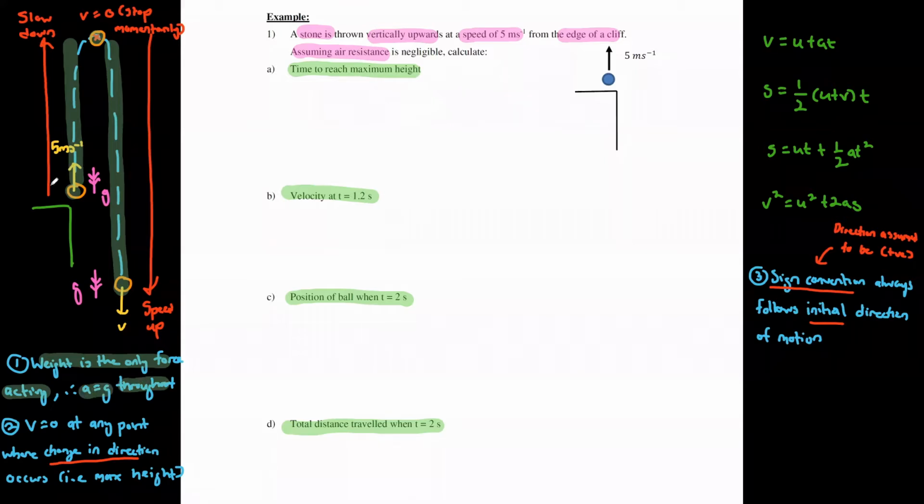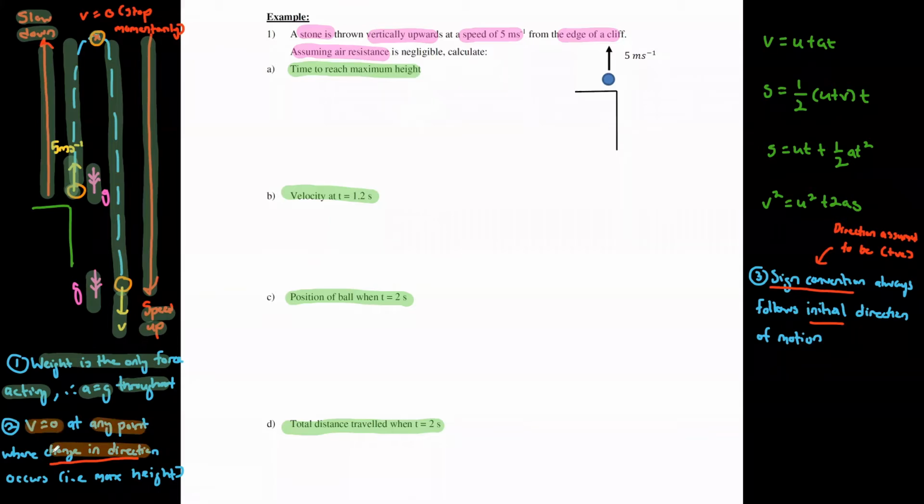It's because of this that when the object moves up, it will slow down because the direction of motion is opposite to the direction of acceleration. And then it will actually speed up when moving downwards because the direction of motion is in the same direction as acceleration. It should be noted that the velocity will always be zero at any point where changes in direction occur. In our case, this occurs at maximum height because it's at this point that our object will actually have to stop momentarily before switching directions to move downwards.